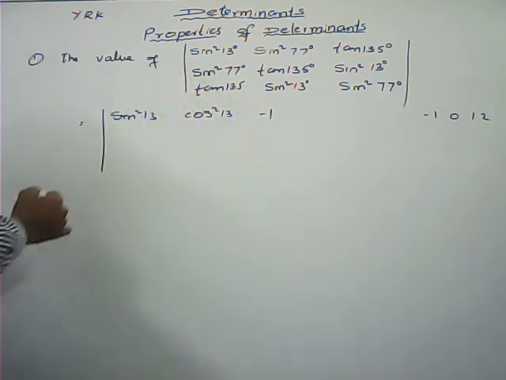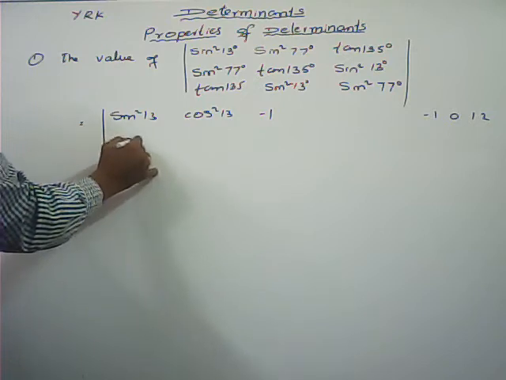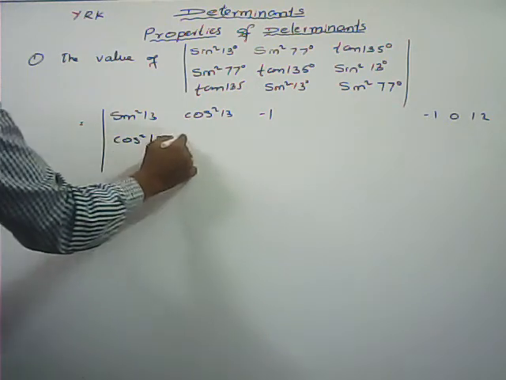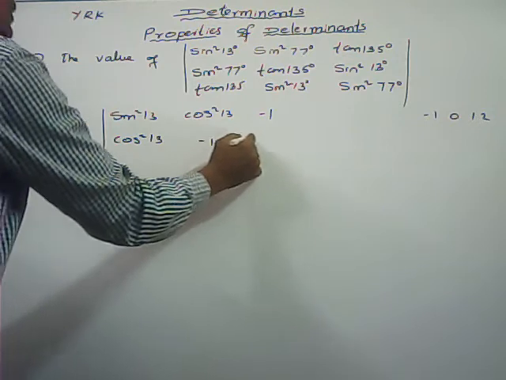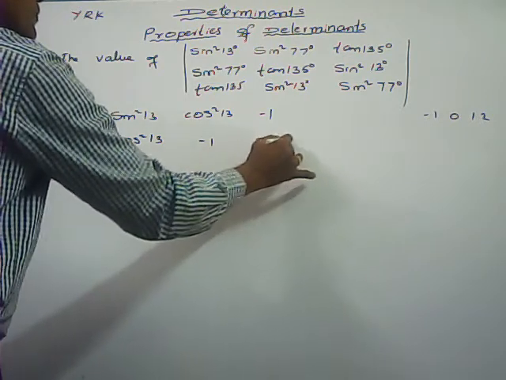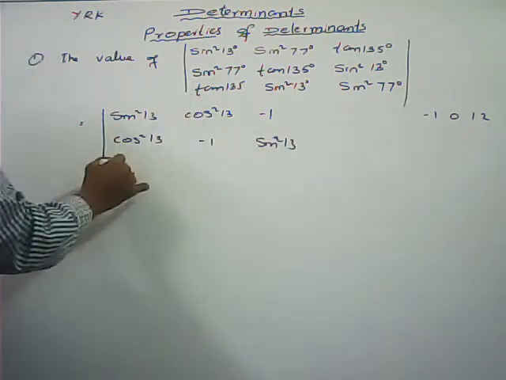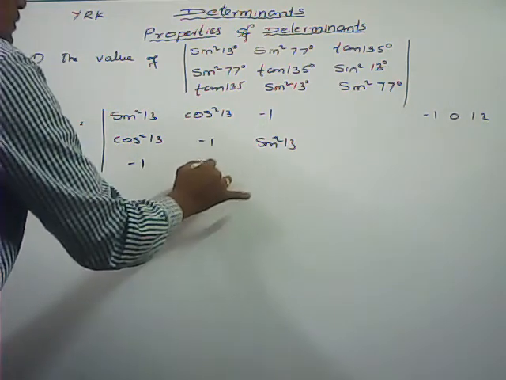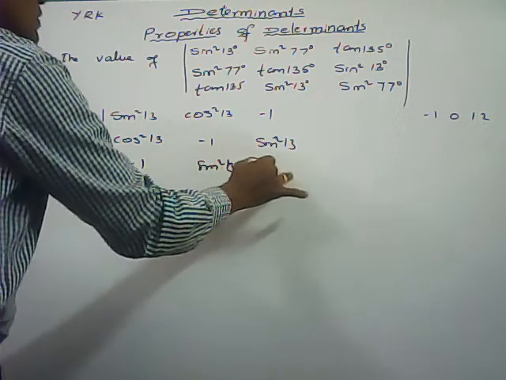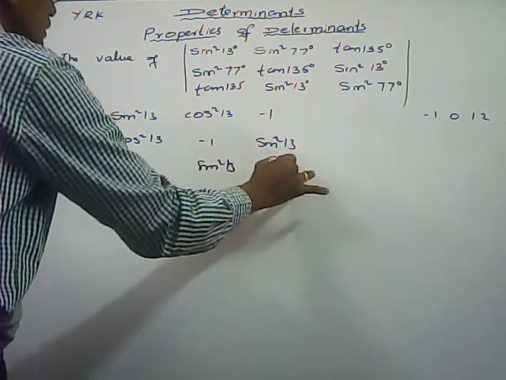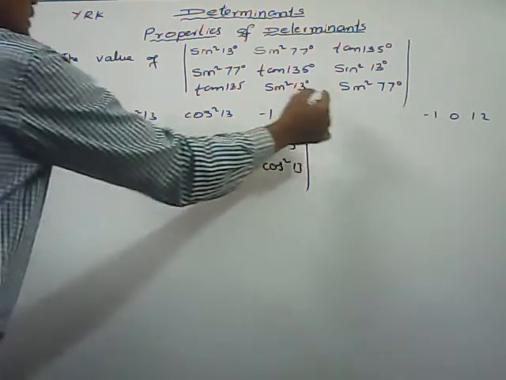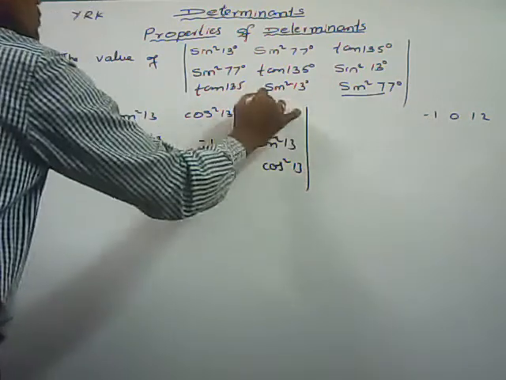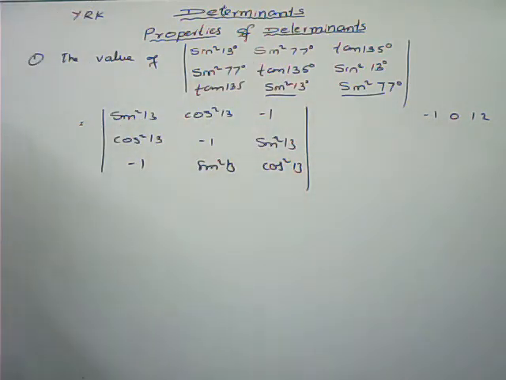Here sin square 77 we can write cos square 13. Here minus 1, sin square 13. Tan 135 is minus 1, sin square 13. Here cos square 13. Either this one you can change or this one you can change. Any one, both don't change.